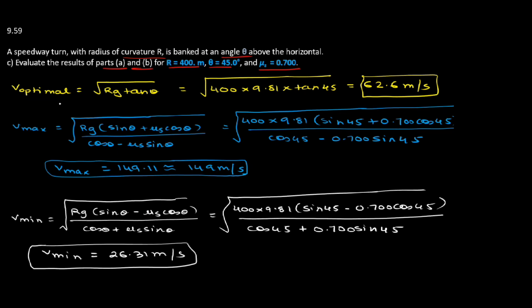This is how you find the optimal speed, the maximum speed, and the minimum speed. Optimal speed is when you have no force of friction, whereas V max is the maximum speed you can take along the banked curve with the force of friction involved, and V minimum is the minimum speed with the force of friction.